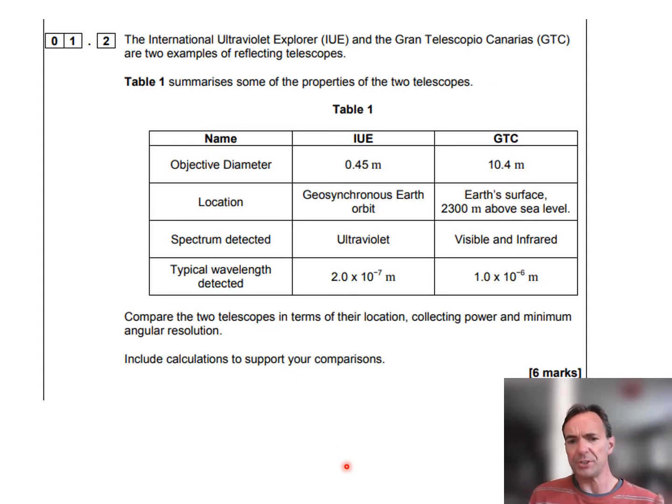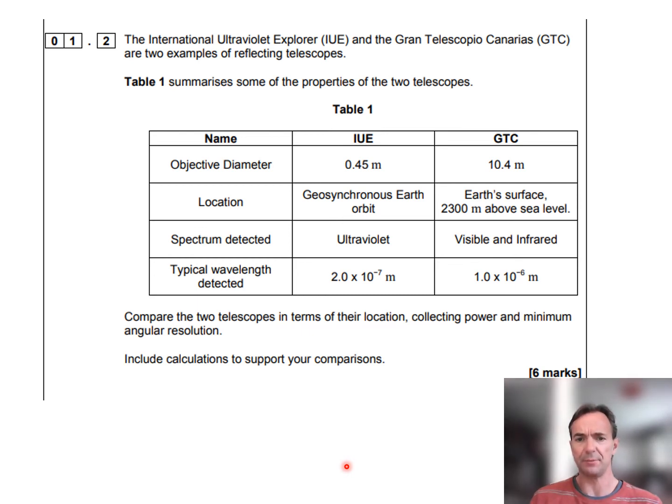And this is the kind of question you're going to get. The International Ultraviolet Explorer and the Gran Telescopio Canarias are two examples of reflecting telescopes. And there's a table. So the IUE is 0.45 meters. It's in orbit. It's an ultraviolet telescope, and its typical wavelength is about 2 times 10⁻⁷ meters, so about 200 nanometers. The one in the Canary Islands, the GTC, 10.4 meters, on Earth's surface, but it's above sea level, quite a long way above sea level. Visible infrared, and there you go. It's about 1,000 nanometers. That's infrared.